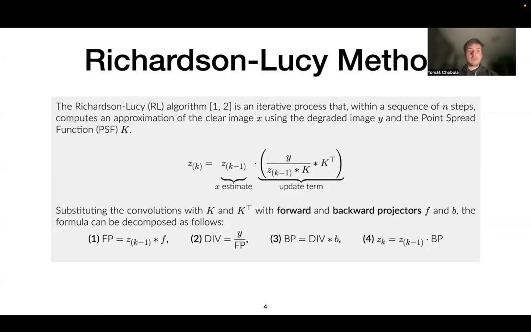One of the classic methods for image deconvolution is the Richardson-Lucy algorithm, which is an iterative formula that in n steps estimates the sharp image X based on the blurry image Y and a corresponding kernel or point spread function K. The formula in each step includes two convolution steps, the first of which is a convolution with the kernel K, and the second one is a convolution with a transpose of the kernel. Those steps can also be called forward and backward projections.